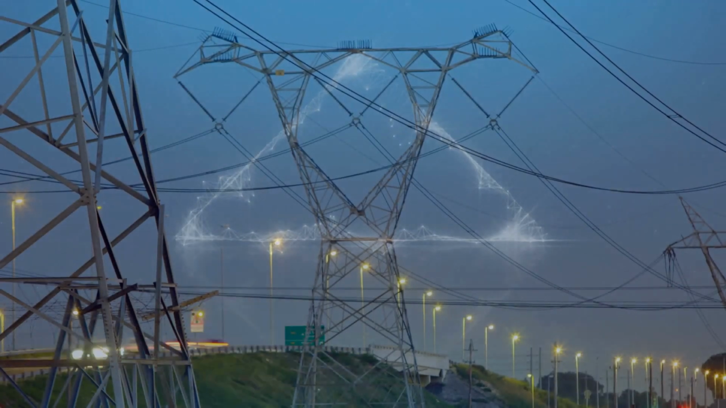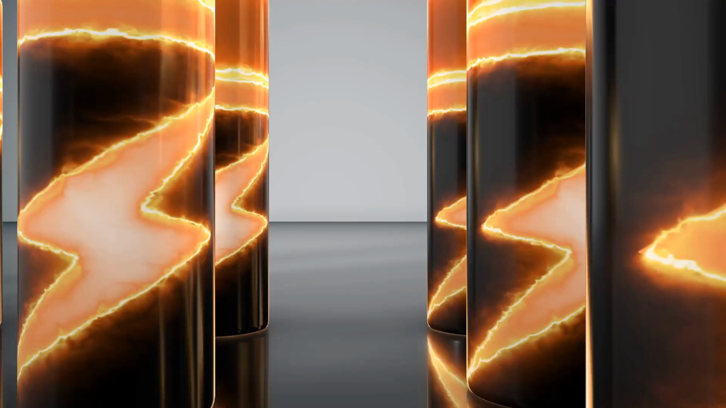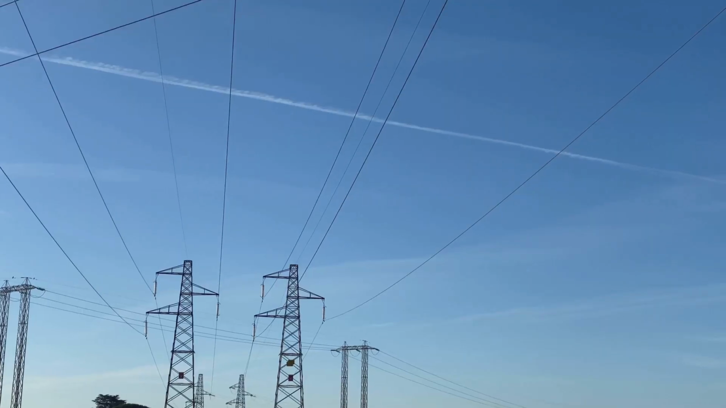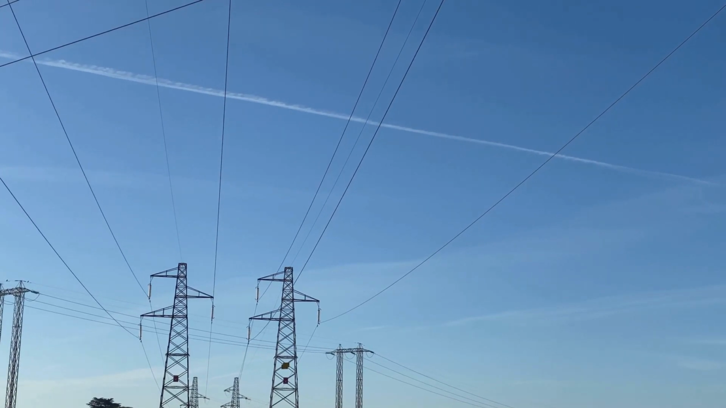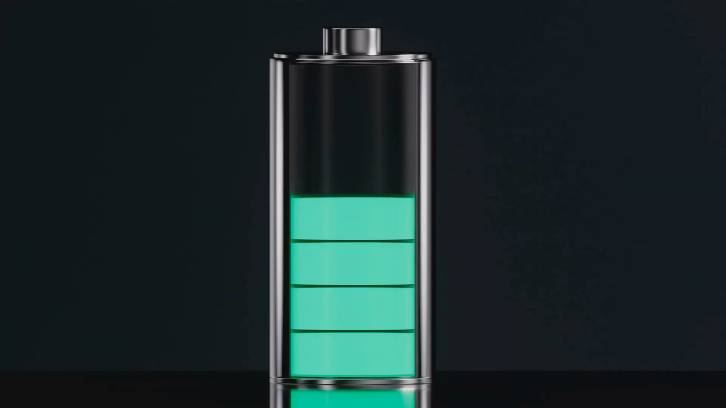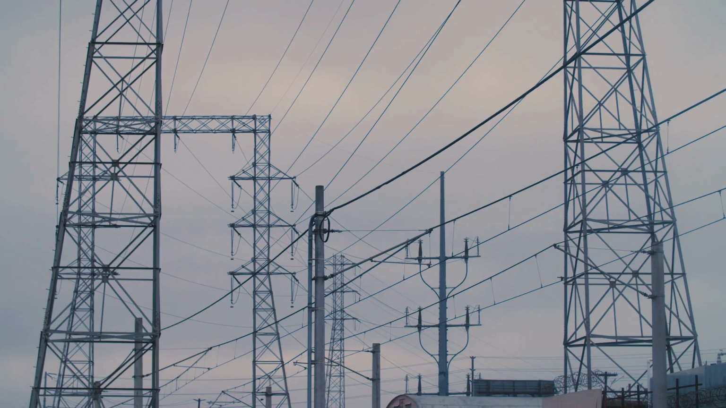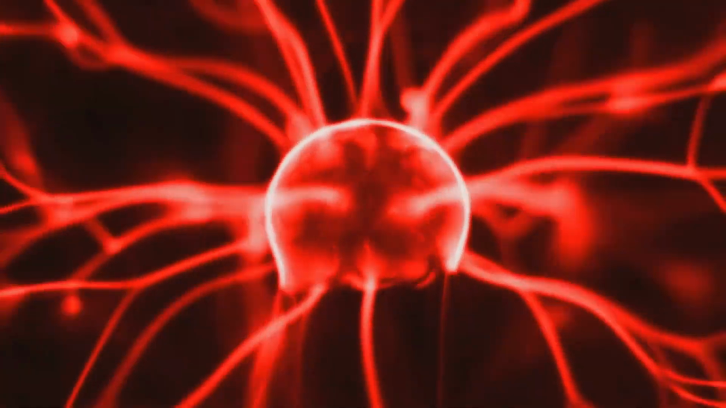Electricity travels in two different ways: alternating current, or AC, and direct current, or DC. Think of AC like a wave going up and down. That's how electricity flows from power plants to our homes. DC is like a river flowing in one direction. Batteries use DC, and it's also used in many electronic devices. Both AC and DC are important for different reasons, and they both rely on the flow of electrons.